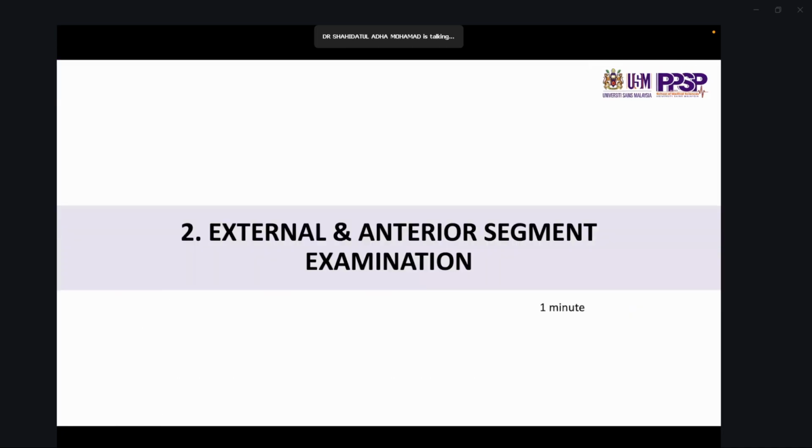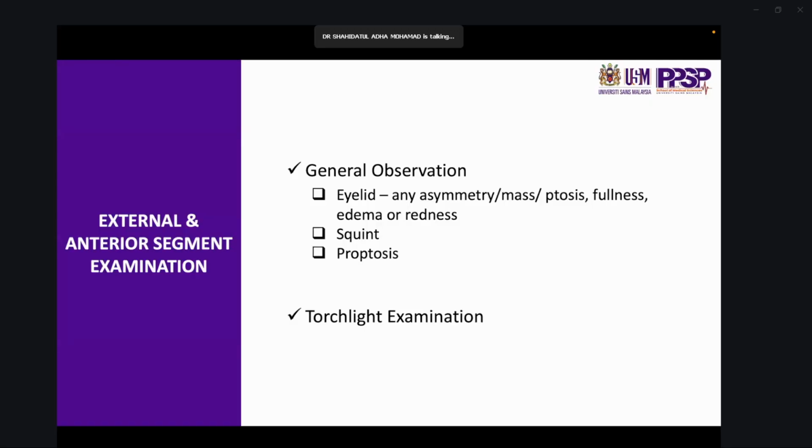We finished with visual acuity. Now we move on to the external and anterior segment examination. This one also, at most it takes about 1 minute. So what do you need to do? The first one is general observation. Basically you observe the patient generally, starting from the eyelid. Look for any asymmetry, whether there's any ptosis, mass, fullness, edema, or redness, and look for squint as well as proptosis.